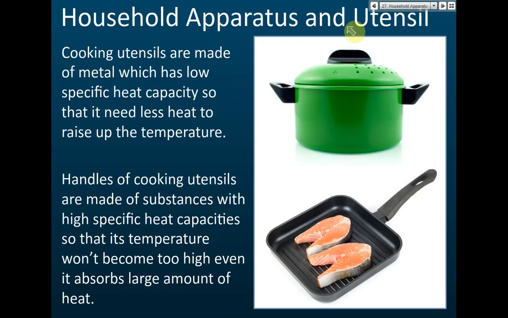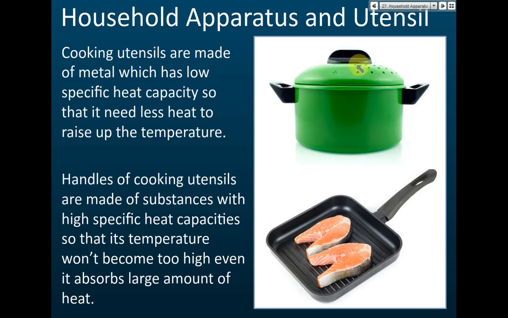Household apparatus, utensils. Okay, now you see cooking utensils, usually the bodies of the utensils are metal. Metal has low specific heat capacity, so the temperature can increase very fast. Then we can use the high temperatures to cook.